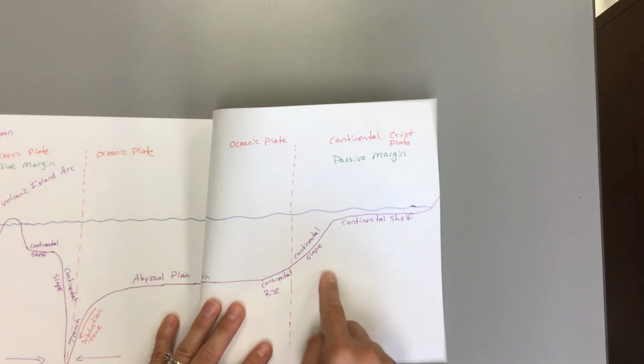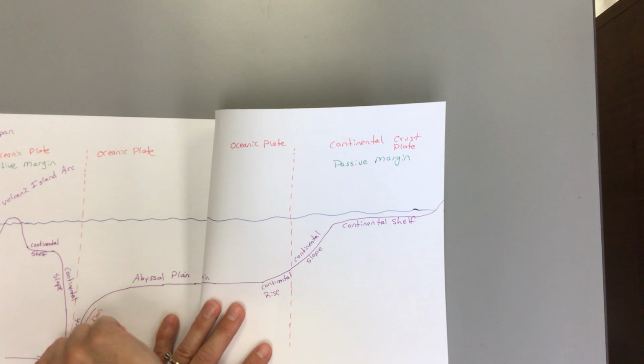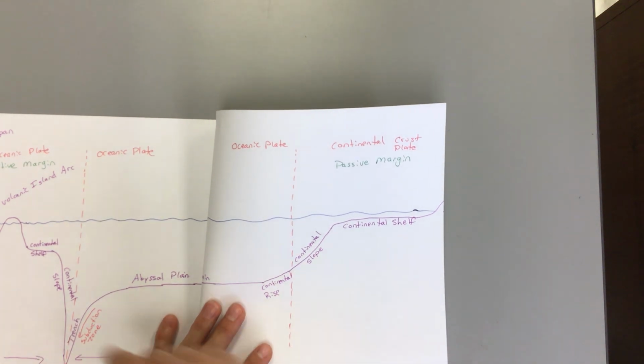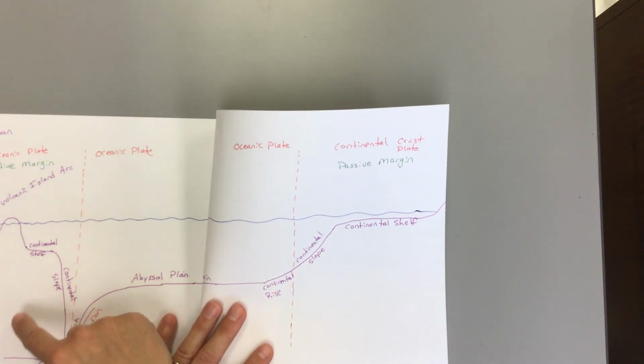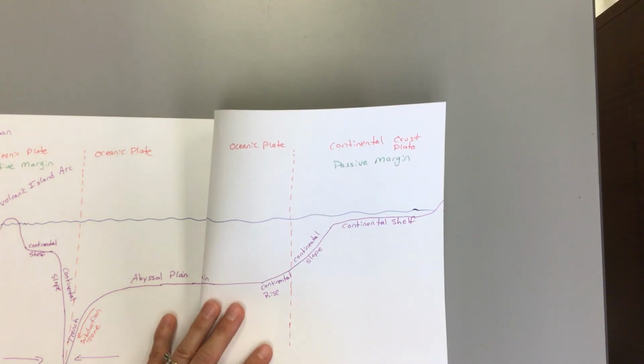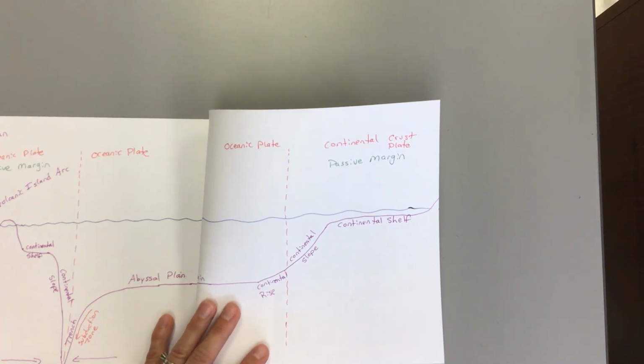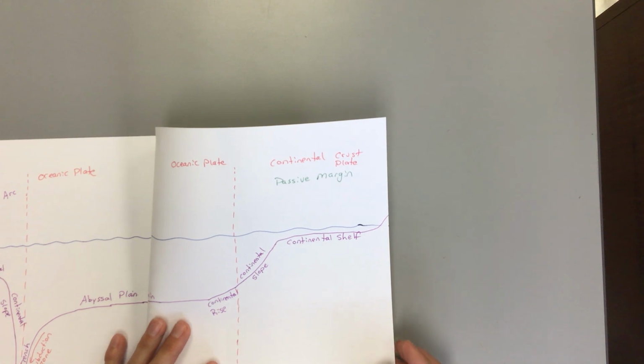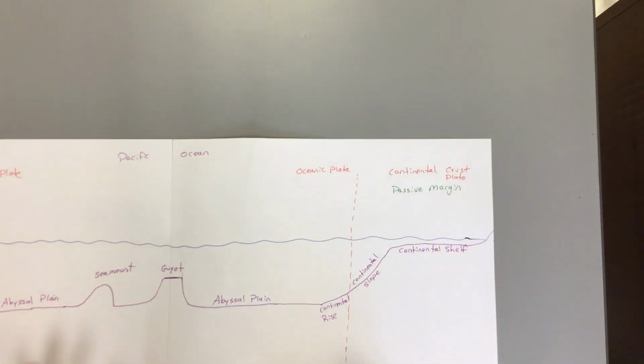So active margin versus passive margin. Active margins come together, and that kind of squishes. There's not a lot of time to build up sediment, and you've got a plate sinking here, so the features kind of get scrunched. The passive margin is much more spread out.